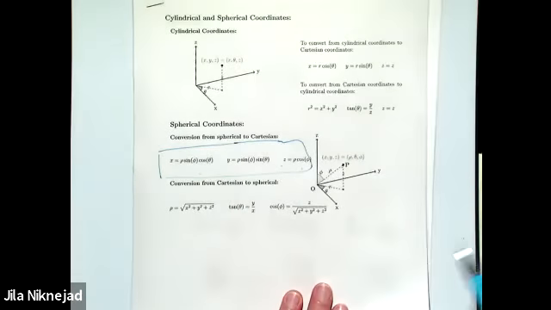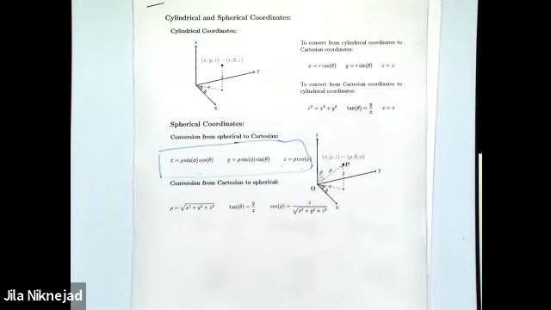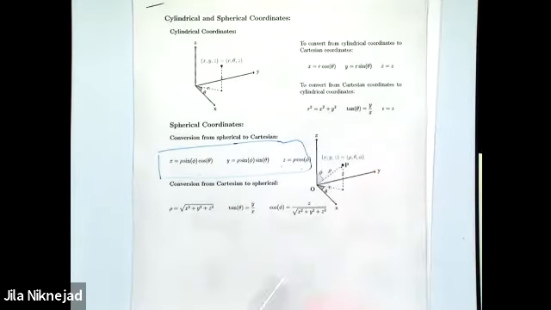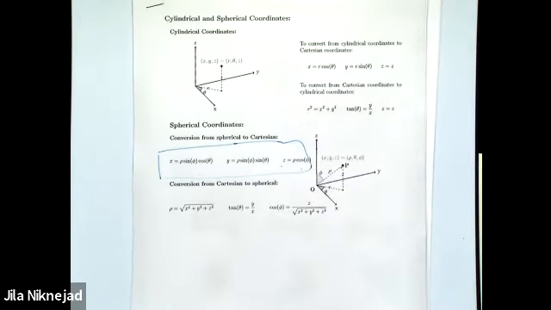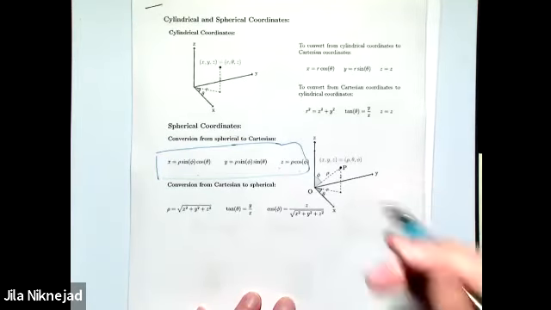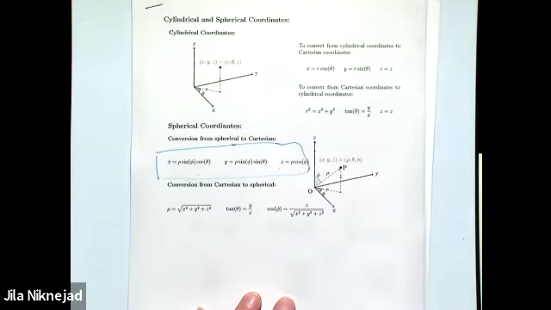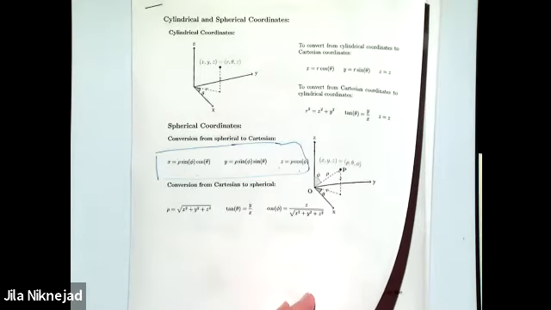So phi is the angle between the position vector of P and Z. It's 0 when P is on top, and it gets bigger and bigger as we go toward the negative Z, toward octant 4, from octant 1. So on the negative side of the Z-axis, phi is going to be pi, and that's the biggest value that phi can get.